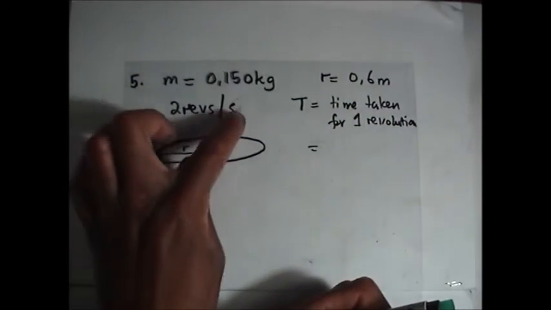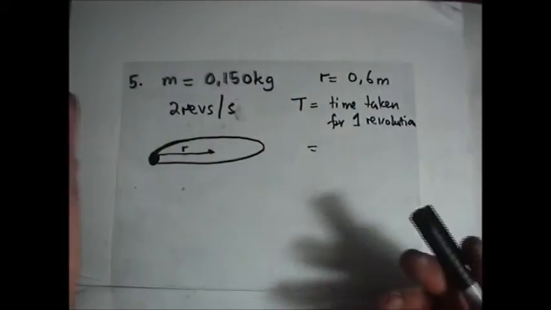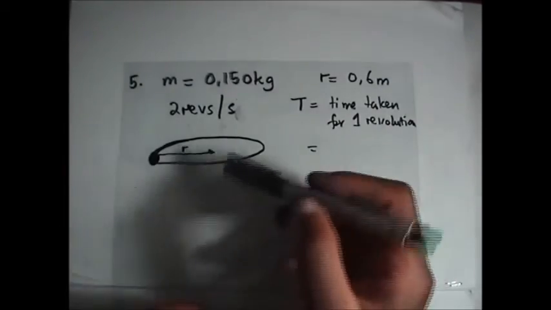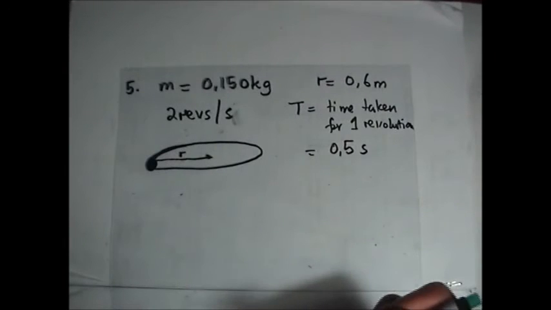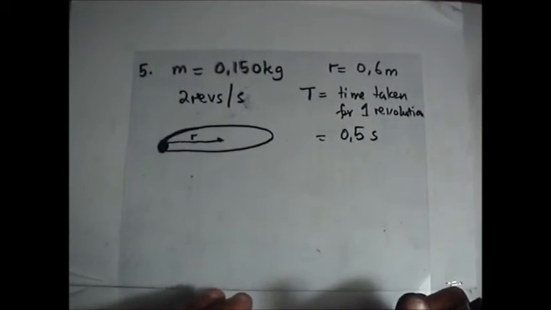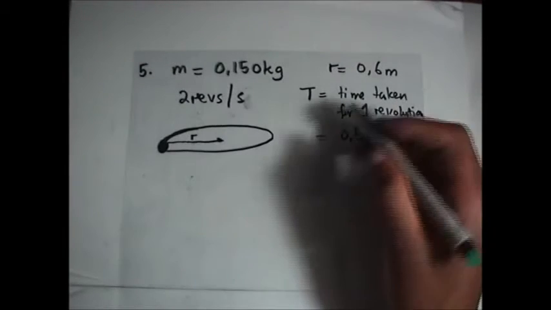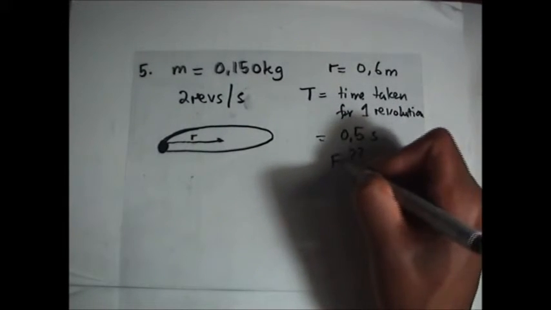But 2 revolutions are taking a second. Therefore, 1 revolution, what is it supposed to take? Direct proportion. It's supposed to take 0.5 seconds. So now we have our period. Now that we have our period, we want to calculate force, isn't it?